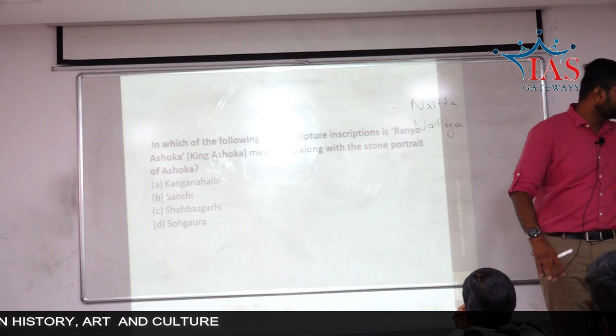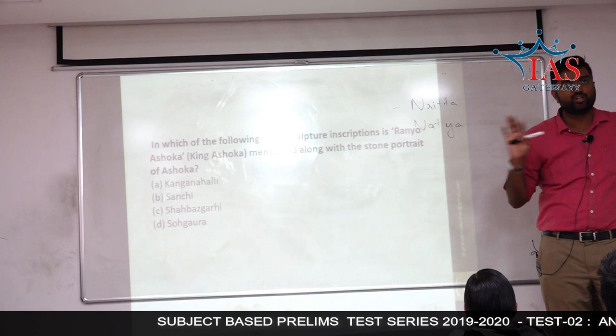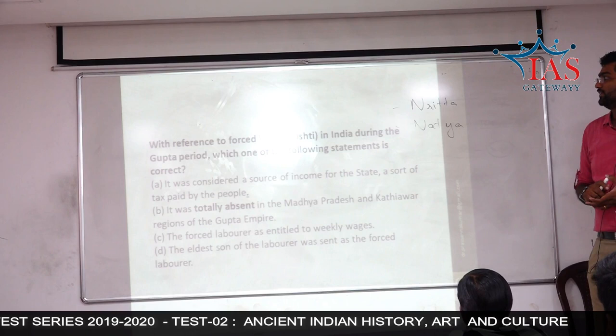So the answer here is Kangana Halli. Basically I know it is Karnataka. Knowing that Halli is a village name, I answered with that. But this was given on the last page of The Hindu, so it's very important. Okay, next. Yeah, so can you guess this? If you know about the Gupta period, you can guess this.